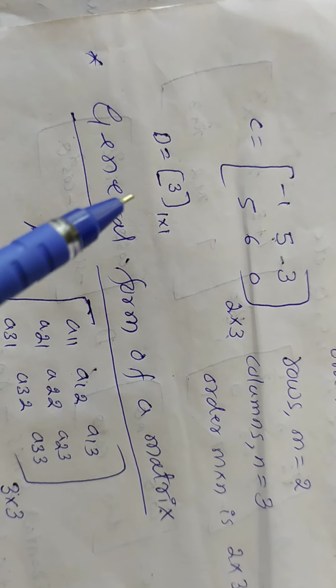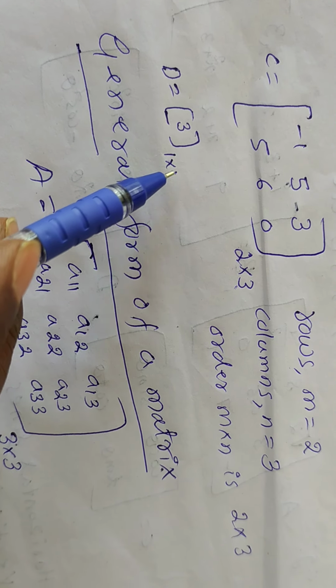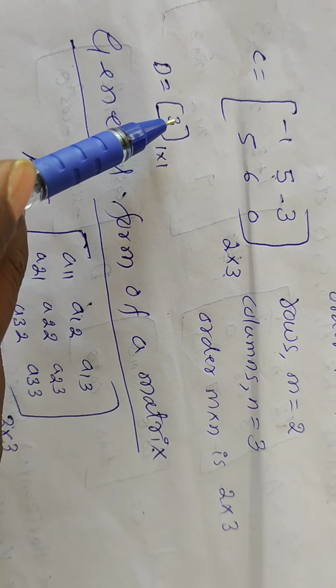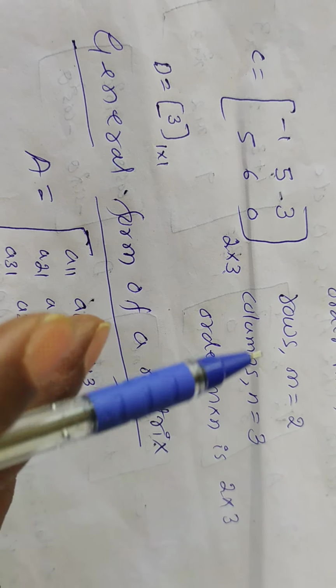And one more matrix is D. It has only one element. Its order is 1 cross 1, 1 row, 1 column. It is also called a singleton matrix. We will discuss the types of matrices later.